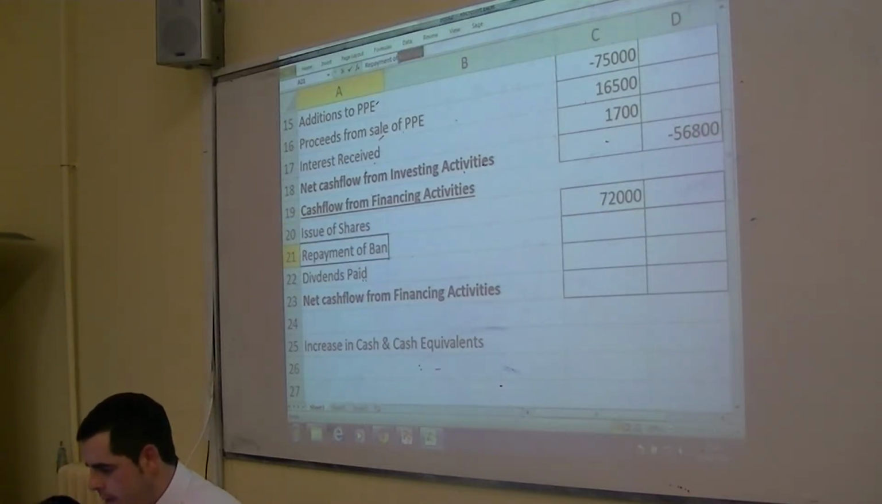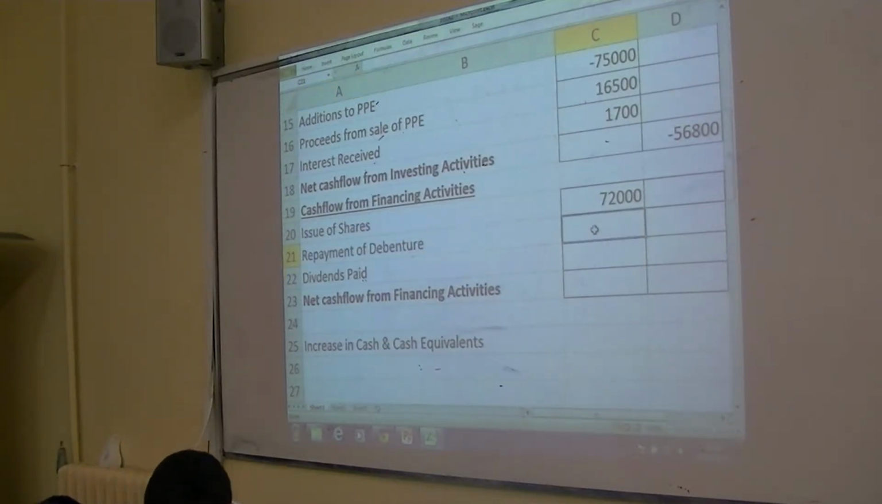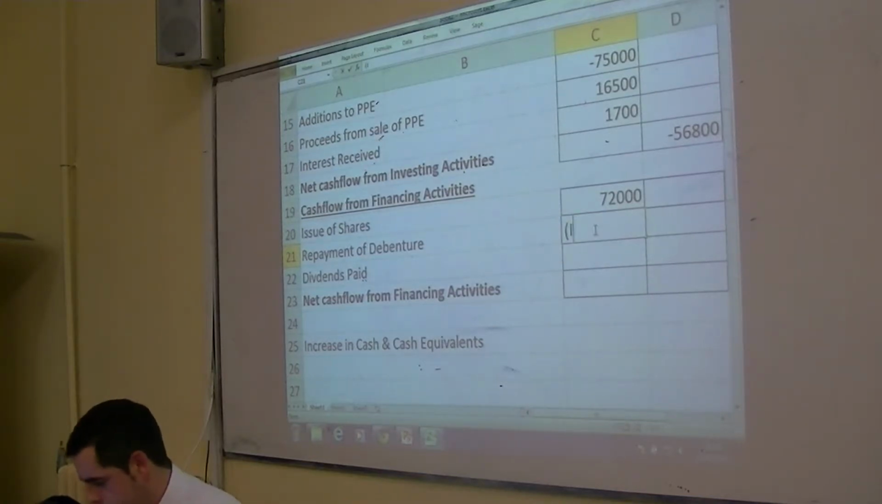Now, repayment of the debenture. You'll see there the debentures went from 50 down to 25. So that's a negative.